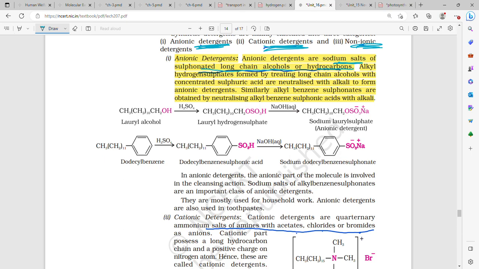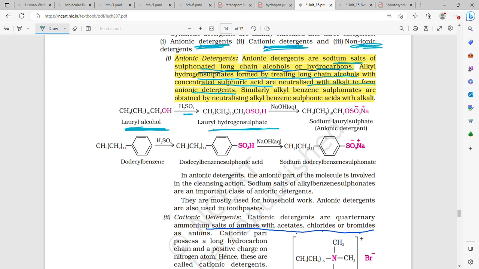Anionic detergents are nothing but sodium salts of sulfonated long chain alcohols or hydrocarbons, and alkyl hydrogen sulfates are formed by treating long chain alcohols with concentrated sulfuric acid. Then they are neutralized with alkali to form anionic detergent. See, here we took lauryl alcohol, which is a very long chain alcohol, then we put sulfuric acid in it, and then we got hydrogen sulfate.